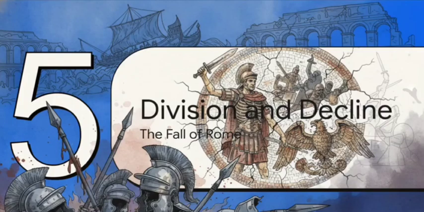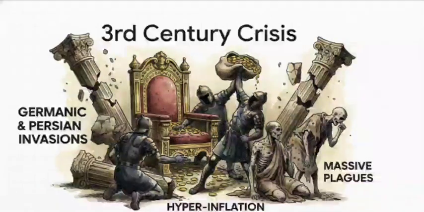And finally, Section 5, Division and Decline, because unfortunately, a system built primarily on military power eventually falls victim to it. Over the next few centuries, the Praetorian Guard, who were the emperor's elite bodyguards, realized they held the real power. They started assassinating emperors they didn't like, and get this, they even auctioned the throne to the highest bidder. This triggered the horrific crisis of the 3rd century.